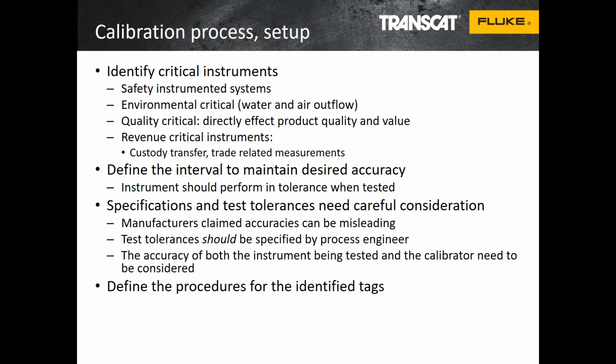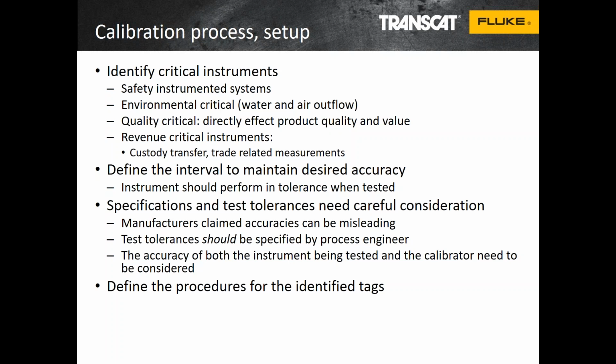Specifications and test tolerance need careful consideration. Now, many manufacturers will post an advertised value of their accuracy, and this can be misleading. It's important to dig into the data sheet and make sure that you're looking at the total performance of the device, not just the 24-hour specification with a temperature specification of 23 plus or minus 1 degree. I don't know of many, if any, process plants in the United States or Canada, for that matter, that have accuracies and conditions that would allow those reference uncertainty specifications to be claimed from the process devices. So it's important to understand the total spec.